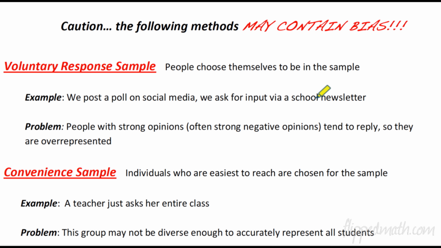The problem is only people with strong opinions tend to reply. It's not the person who says, I don't know, it's all right. Those people don't reply. It's usually the strong opinions, most frequently negative. They have something to complain about. So they are overrepresented in your sample. You get a sample that's basically negative with a few really good positive, and then you think, oh, this is what people think. When in fact, that might only be 5 or 10% of the population. Most people could be okay with whatever you're doing. So that is a voluntary response sample. They voluntarily choose to respond.